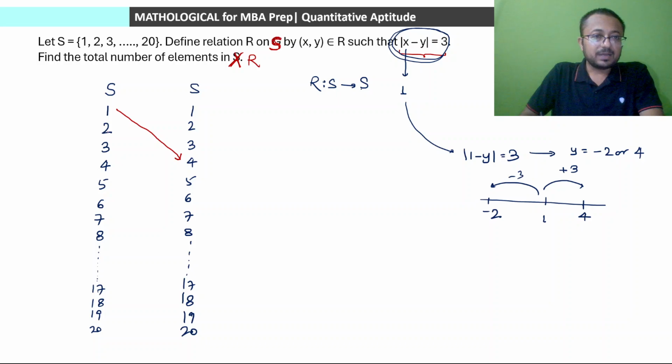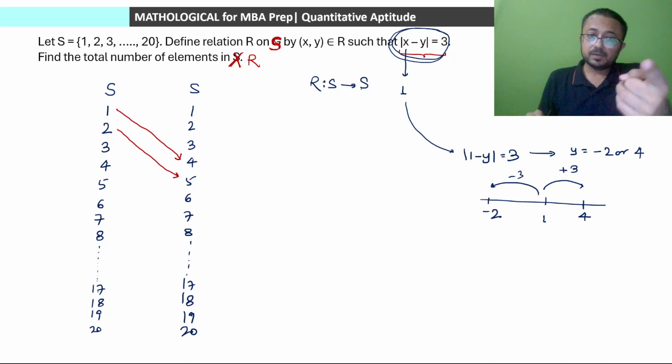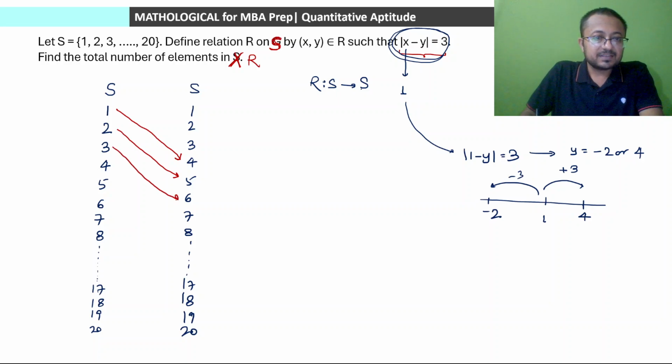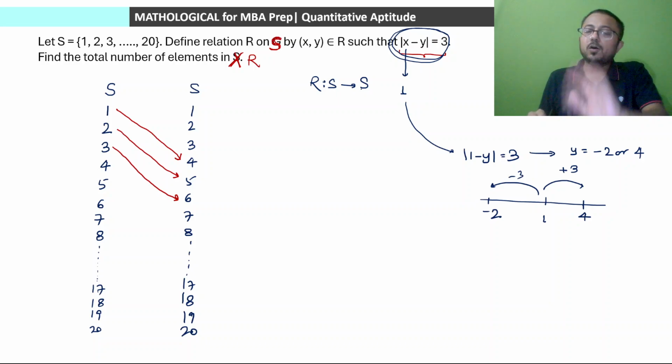Similarly, अगर 2 की बात करें तो 2 will be related to 5. 2 plus 3 that is 5. 2 minus 3 that is -1, but not part of set S, that is why -1 तो नहीं रहेगा. So 2 will be related to 5. Similarly, 3 will be related to 3 plus 3 that is 6. 3 minus 3 is 0, not part of set S, so definitely 3 will only be related to 6.